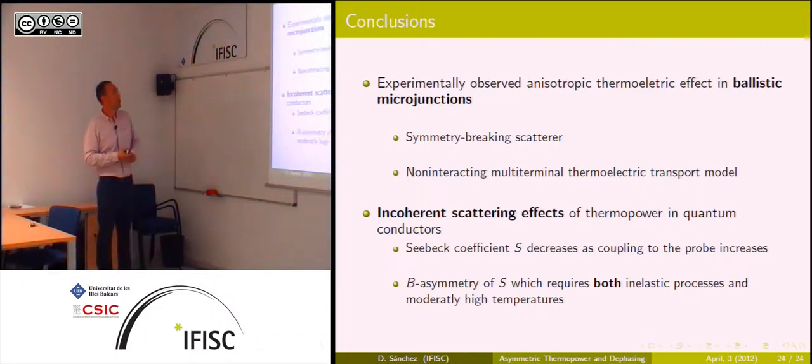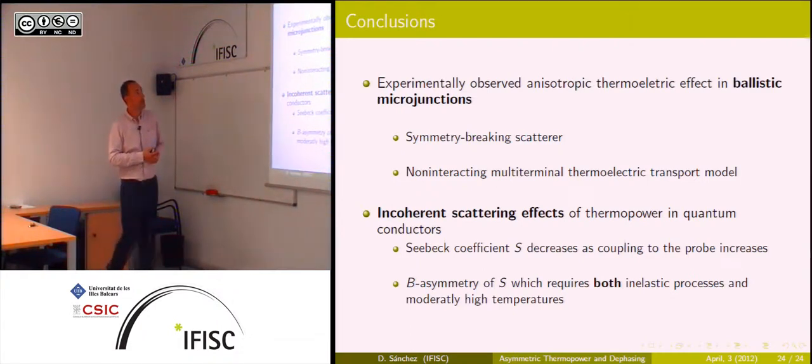So to conclude. I just discussed some recent experiments which have observed anisotropic thermopower in ballistic microjunctions, okay, due to a symmetry-breaking scatterer, which is included around the cross point, okay. And we think that we can understand most of the features of the experiment by using a non-interacting multi-terminal transport model based on the scattering approach.